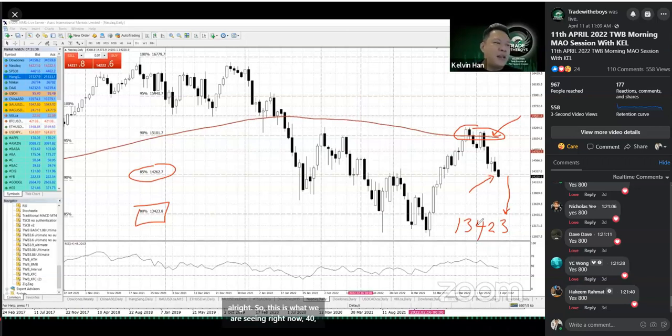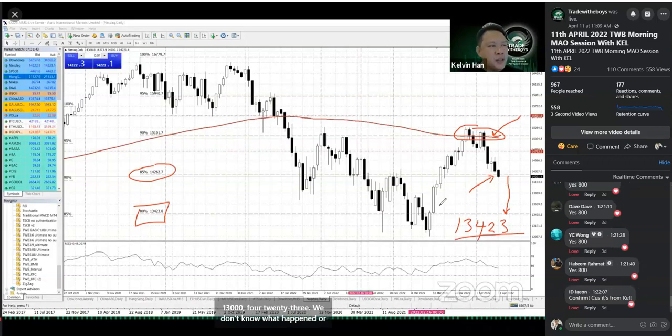So this is what we're seeing right now: 13,423. We don't know what will happen or not. Let's see how it goes. But from the technical aspect, there is a very high chance. You know why? All my students will know this is a very clear chocolate bar here, a KCB. So if the market really comes down, there's a very good chance this will actually happen.